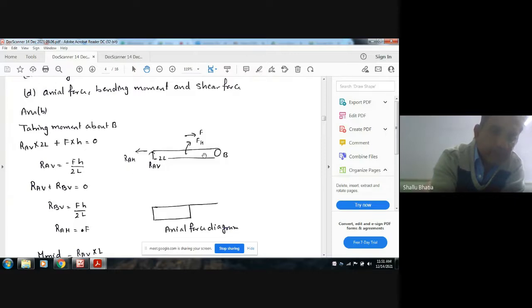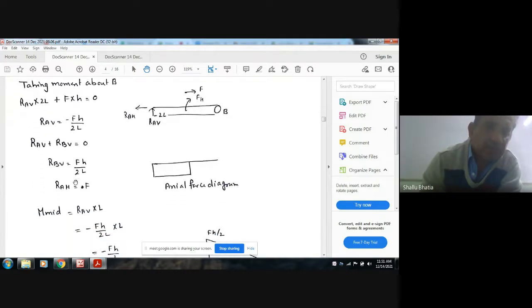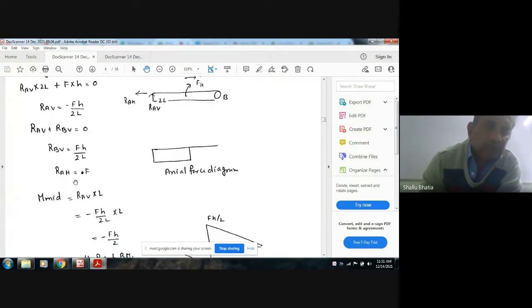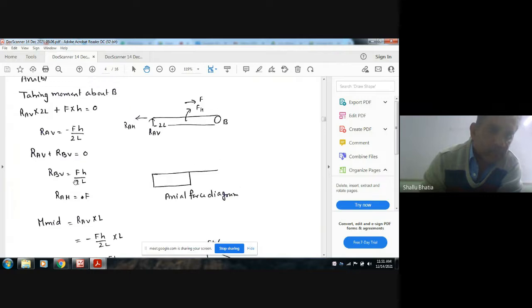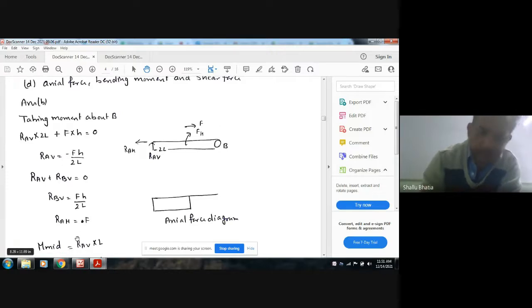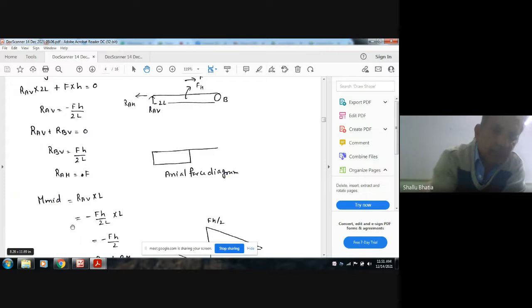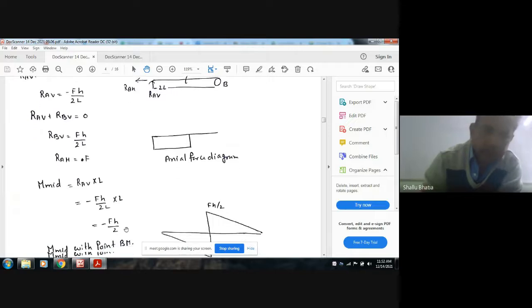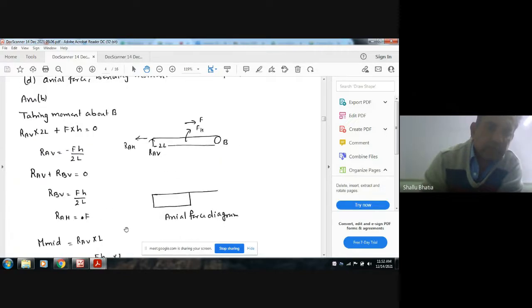Now there is no vertical force, so RAV plus RBV will be 0. So RBV will be FH by L. And balancing the horizontal forces, RH will be in this direction and F will be just so RH will be F. Now the moment at midpoint is RAV into 12. Put in the value of RAV, FH by 12, into 12, so minus FH by 2.